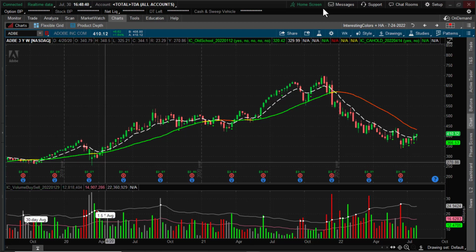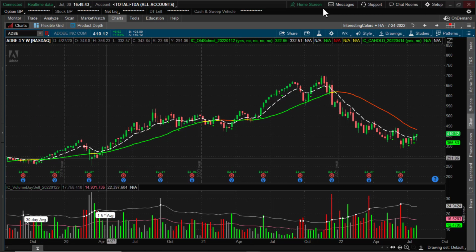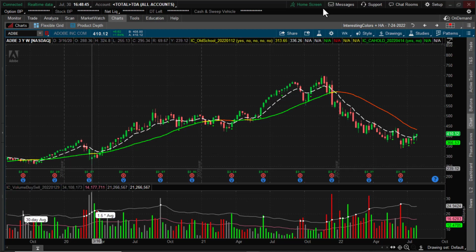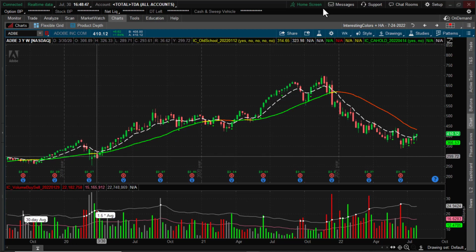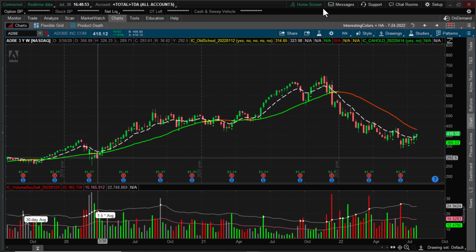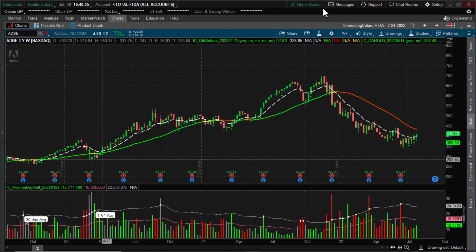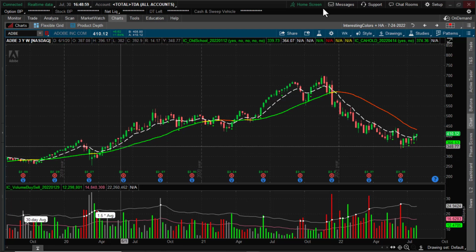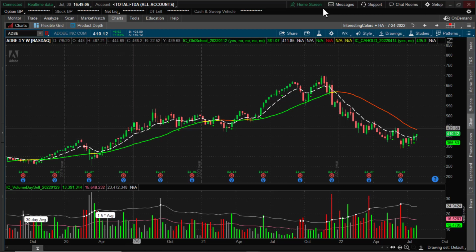Here's some green dots in here. I don't see any here, but here's a case where we just closed above this red bar right here. This is a weekly bar, so this is a significant thing. You can see that as we're going up, we're continuing to get higher CAHOLDs and higher CAHOLDs in the process.